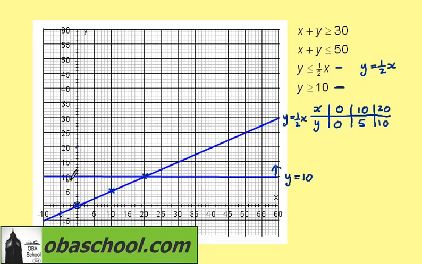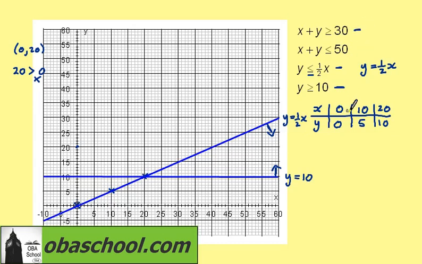We need a test point to decide which side of Y equals a half X we want. I'm going to use the point (0, 20). X is 0 and Y is 20. So Y is 20, a half of 0 is 0, and 20 is greater than 0. Therefore, this point does not lie in the region Y is less than or equal to a half X. Therefore, we need to be below this line.